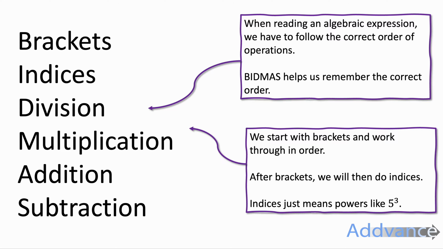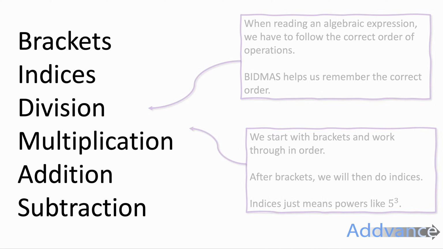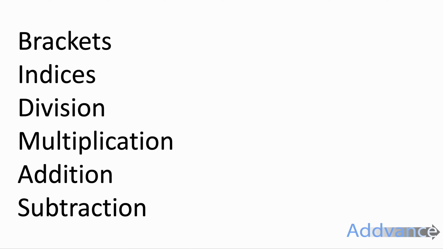The word indices just means powers. For example, 5 to the power 3 means 5 cubed, which is a type of indices. Okay, we're going to look at some examples here.